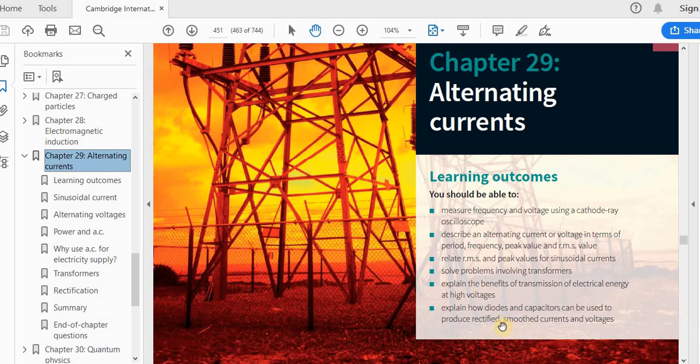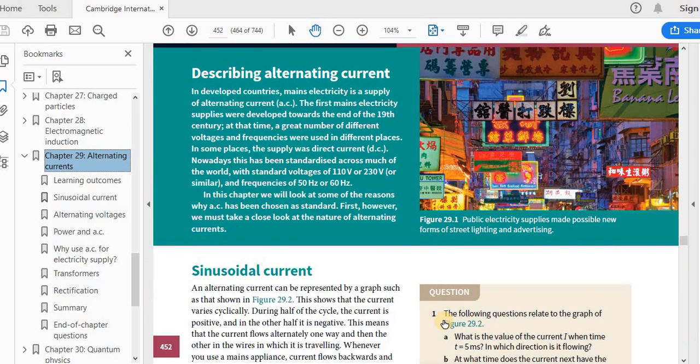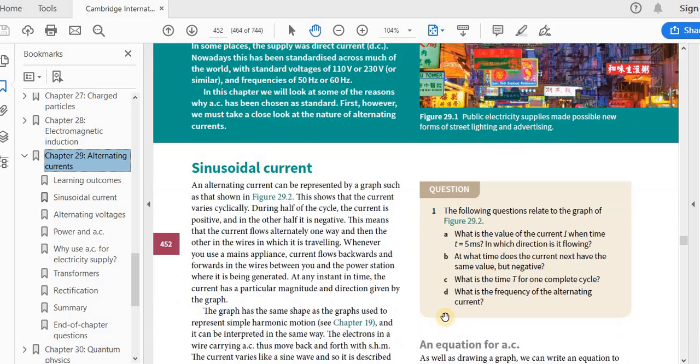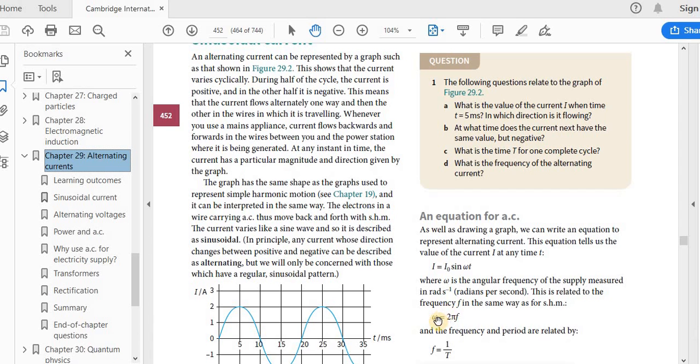Okay, so the capacitor does this smoothing, the diode does the rectification, and we saw the graphs already. Okay, so then the first topic is about the sinusoidal current. I already explained that to you.